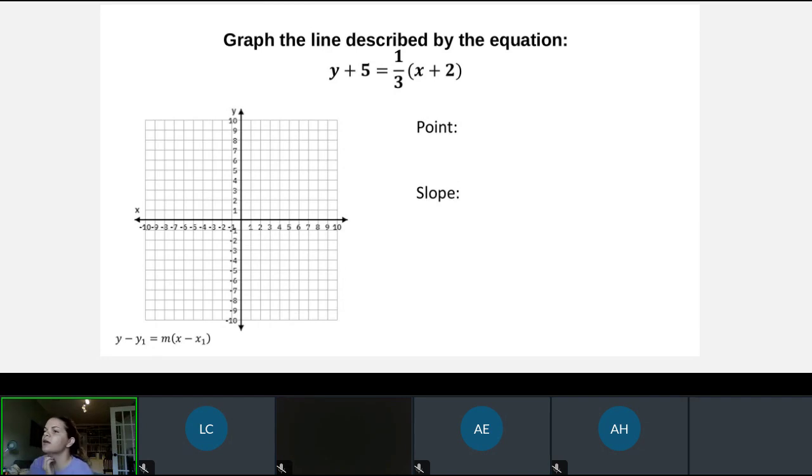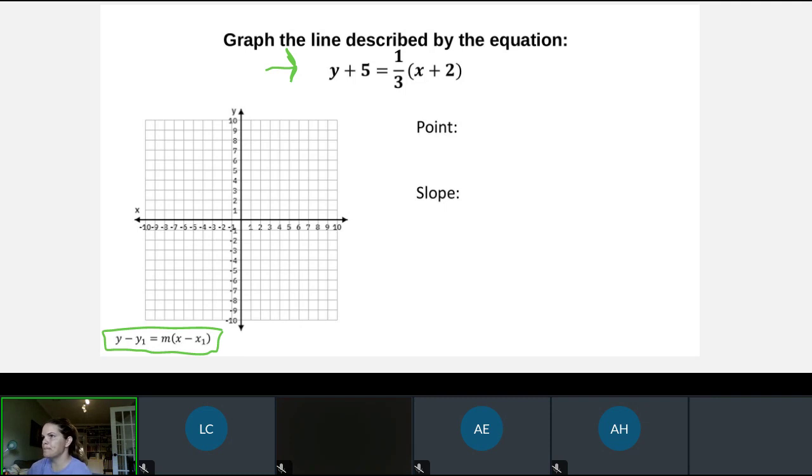Okay, so now let's go ahead, and if they give us a line in point slope form, let's identify the point and the slope, and then we are going to graph it. So down here in the bottom left corner, this is our formula. The first thing it wants us to do is find the point.